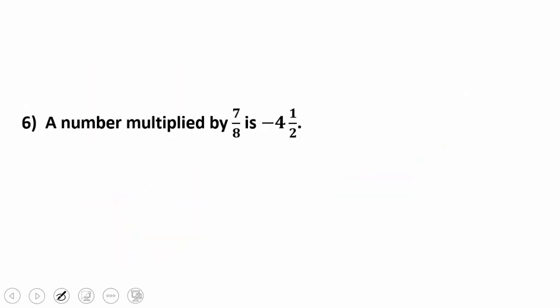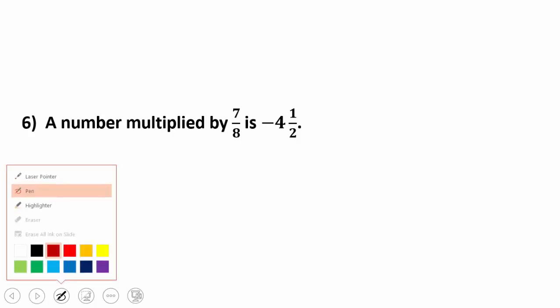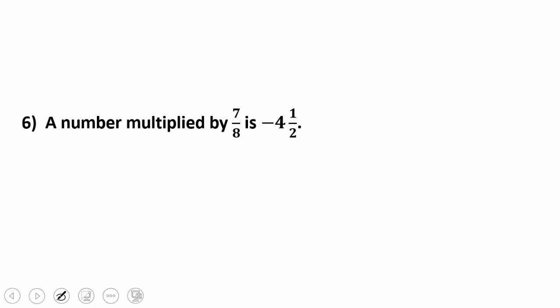Number 6, a number multiplied by 7/8 is negative 4 and 1/2. So, again, I'm going to mark my text. A number, I'm going to just choose X and make it simple. Multiplied by 7/8 is a negative 4 and 1/2.